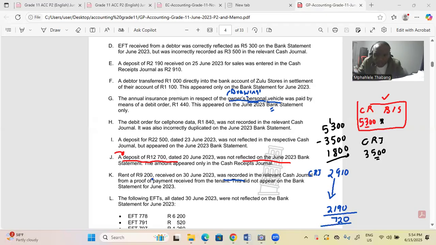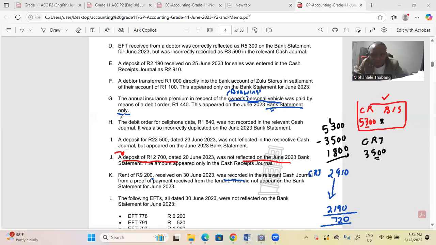So here, the business is paying for insurance, and they are saying this amount is on the bank statement. Surely it's on the debit side of the bank statement. And they are saying this is not recorded in the channel. How do I know? They are saying it's appearing on the bank statement only. So we have to record it in the CPJ.